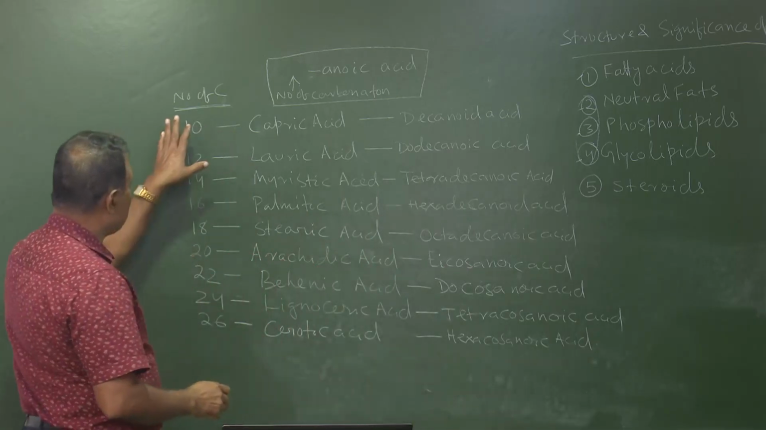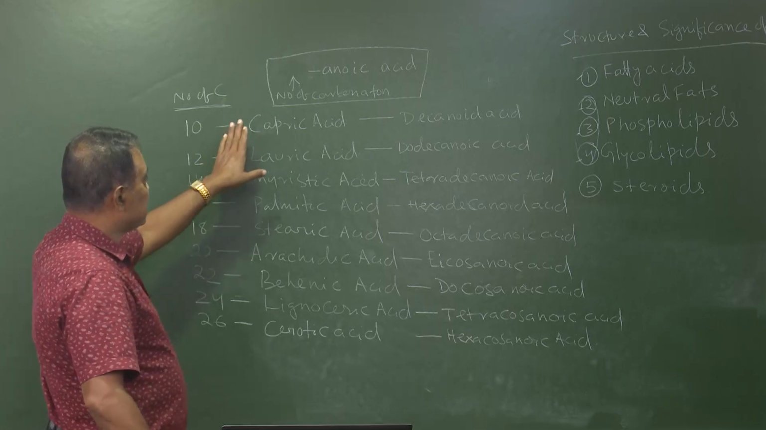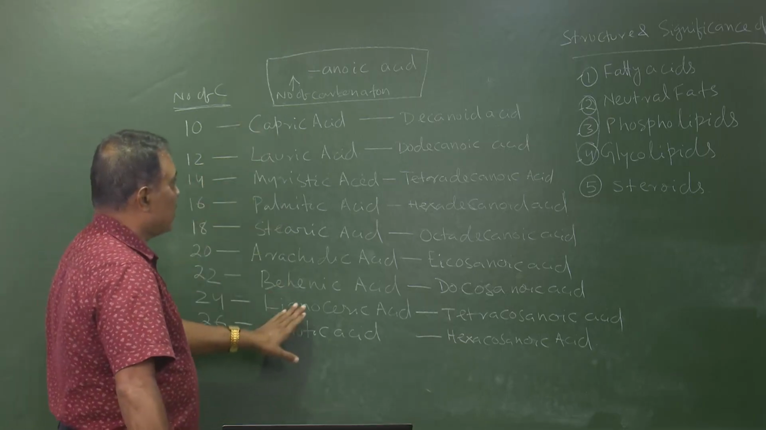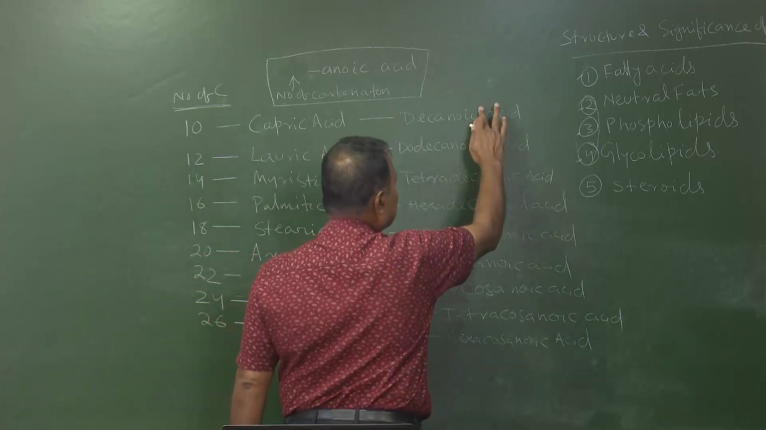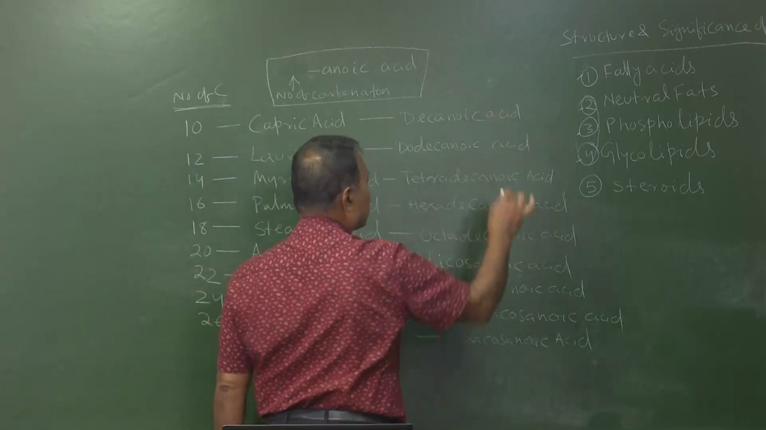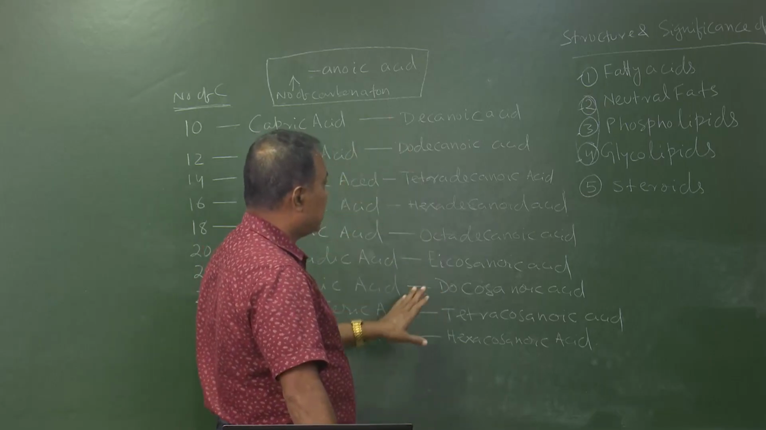So this is the number of carbon atoms, this is the common name, and this is the decanoic. So this will be their systematic name.